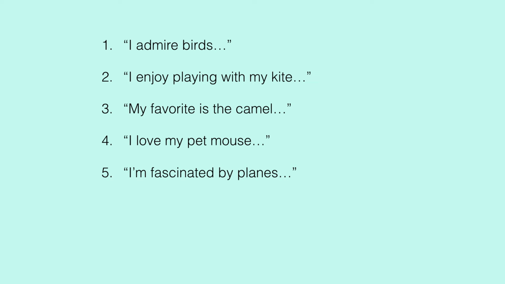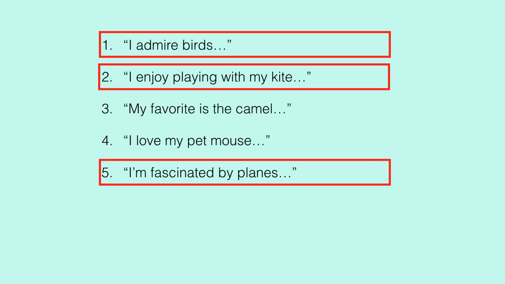To explain why the logic is flawed, let me try a short experiment. I have here 5 statements that I have taken from 5 different interviews, 5 imaginary interviews. Let's read them. The first is, I admire birds. The second, I enjoy playing with my kite. Third, my favorite is the camel. Fourth, I love my pet mouse. And fifth, I'm fascinated by planes. Now, what I'd like you to do is to compare 3 of the statements. Can you compare the first, second, and 5th statements? And now tell me, what is the meaning of bird?